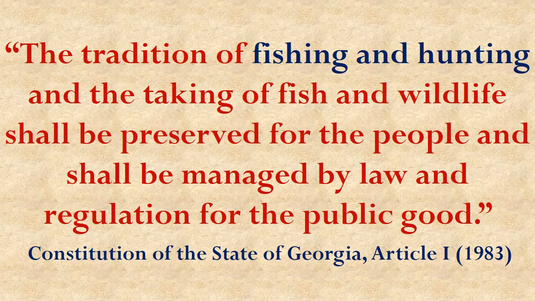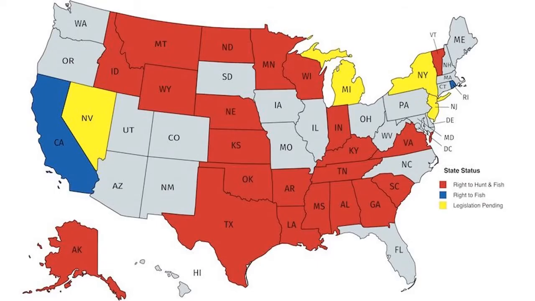Now, believe it or not, even though this is a wonderful amendment that shows us something about the character and cultural values of the state of Georgia, it is not that highly unusual in our country. This map shows you the states in the United States that also list in their state constitutions a right to hunting and fishing. They are shown in red.